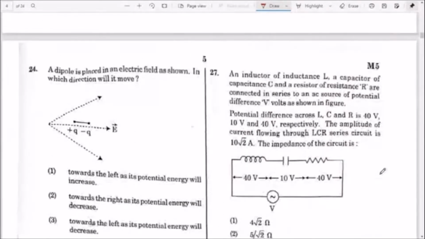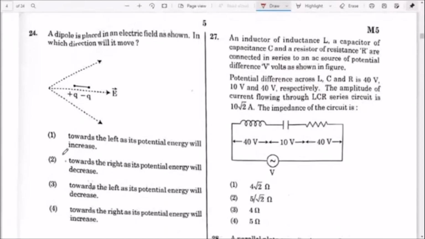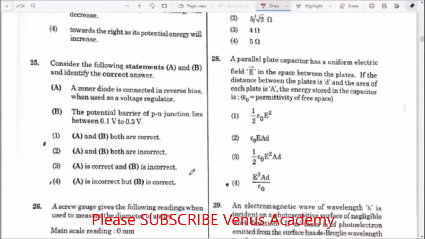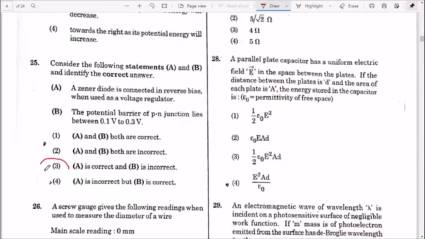Question number 24. A dipole is placed in an electric field as shown. In which direction will it move? Option number 2, towards the right, as its potential energy will decrease. Consider the following statements A and B and identify the correct answer. A: A Zener diode is connected in reverse bias when used as a voltage regulator. B: The potential barrier of a PN junction lies between 0.1 volts to 0.3 volts. Option number 3. A is correct and B is incorrect.